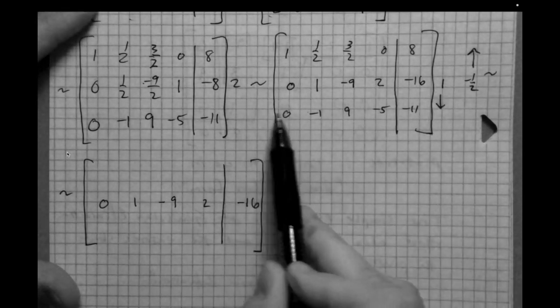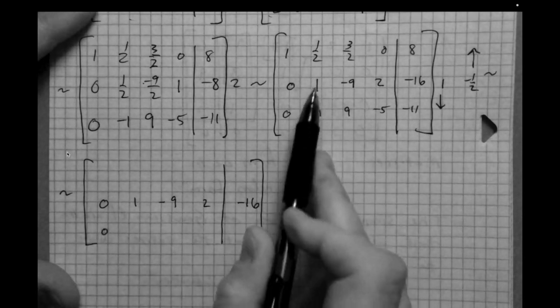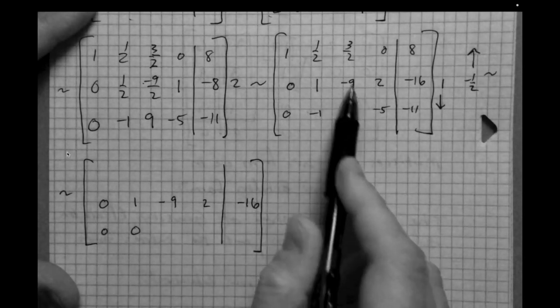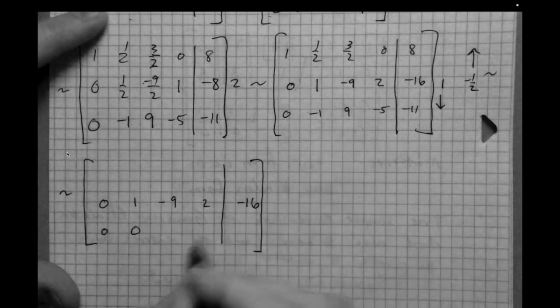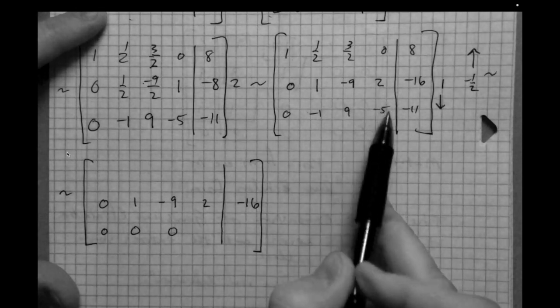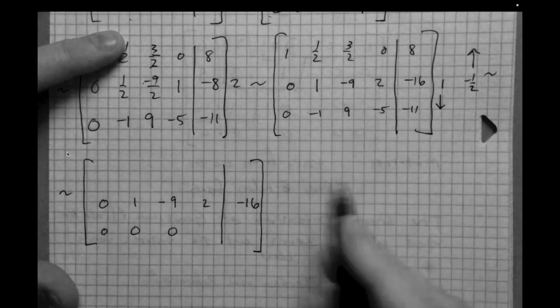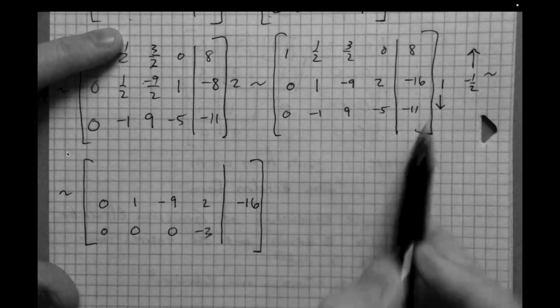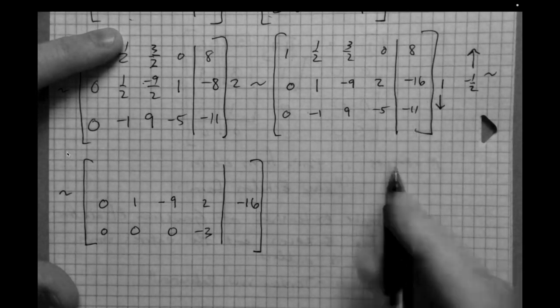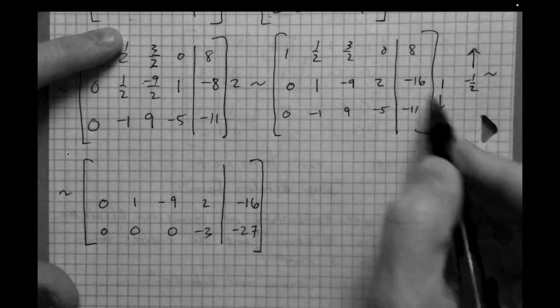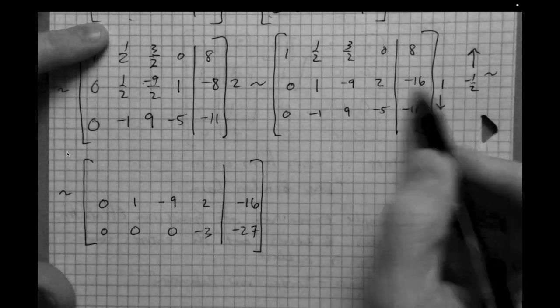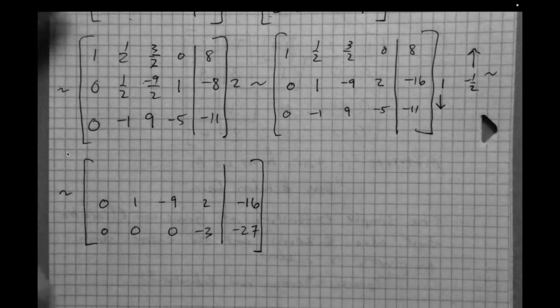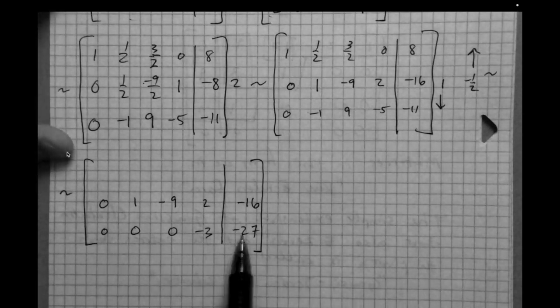Okay, and we'll just start by doing the bottom, row 3 first, because it's just a little bit easier. So 0, and then 1 minus 1 is 0. Negative 9 plus 9 is 0. 2 minus 5 gives me a negative 3, and then this is going to be negative 27. So that's negative 16 times 1 is negative 16 plus negative 11 is negative 27. Okay, so that gets me this.